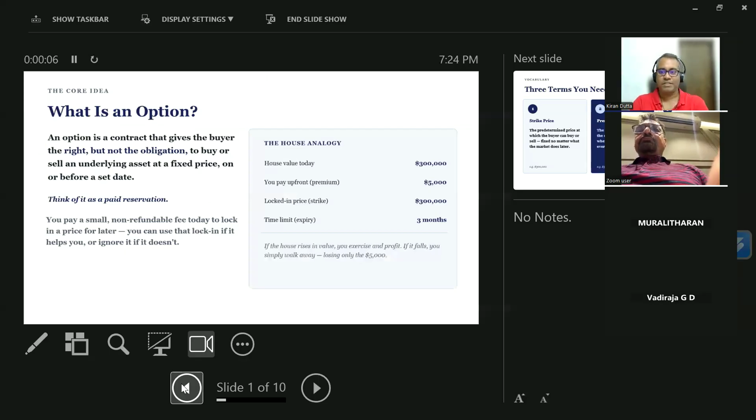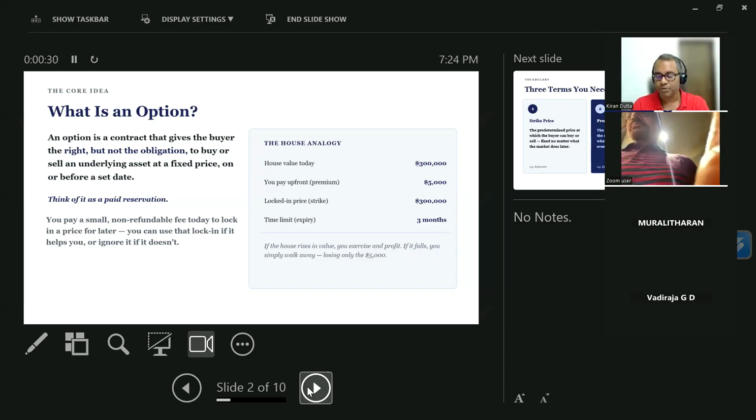Okay. Primarily, this is what we have mentioned. The house value today is, I put it in dollars, don't worry, you can consider that 1 crore. The premium, whatever that 50,000 or 1 lakh that you're paying, is considered premium. What is the locked in price? The locked in price is actually called the strike price. I will show you that on the broker in a bit. In our previous example, it is 1 crore.